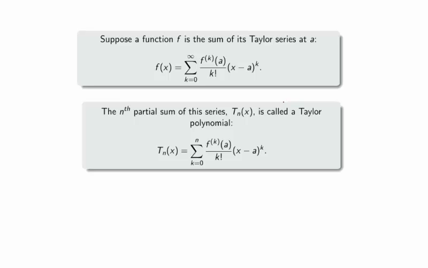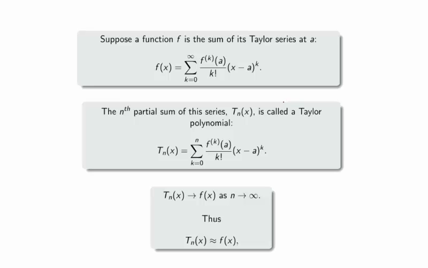As f is the sum of its Taylor series, it follows that Tn(x) gets closer to f(x) as n goes to infinity. Thus, Tn(x) is approximately f(x), and this approximation gets better as n gets large.